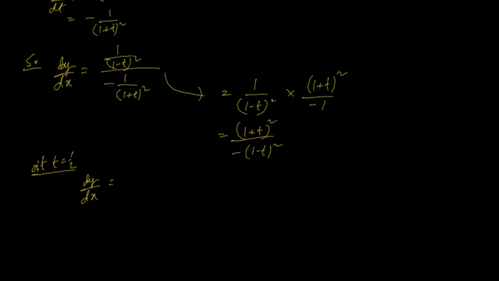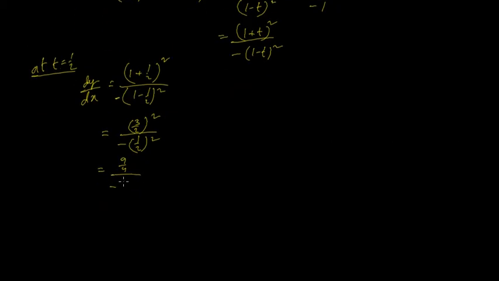So this would be, at t equals half, (1 plus half) whole squared divided by (1 minus half) whole squared. There is a minus here, so 1 plus half is 3 by 2, so 3 by 2 whole squared. 1 minus half is half whole squared, and there is a minus here, so this would be 9 by 4 divided by minus 1 by 4, so this would be minus 9. So the gradient of the tangent equals minus 9.